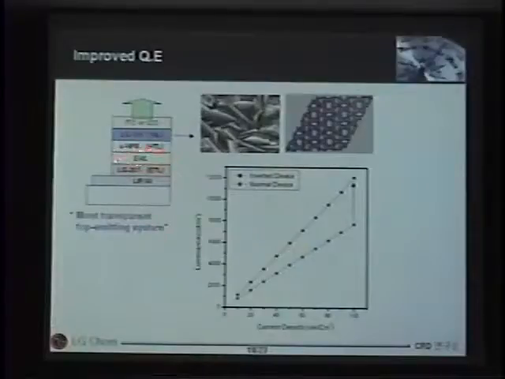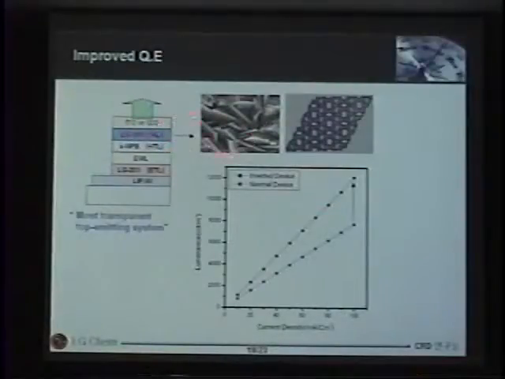We use our EML, which is under development, without doping, at 100 milliamperes per square centimeter. As you can see, it gave about 7,000 nit. When we optimize all of the things together, it gave about 7,000 nit. So it means about 7 candela per ampere without doping. But when you make the inverted structure, it gave about 12 candela per ampere without doping. And although we sputtered the IZO or ITO on top of the LG101, the device works.